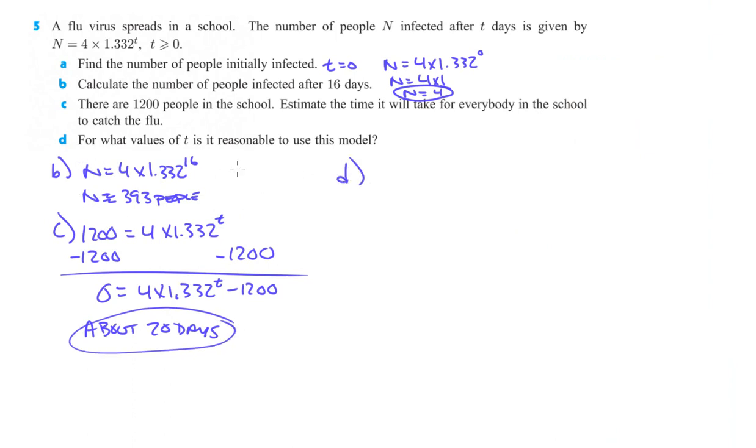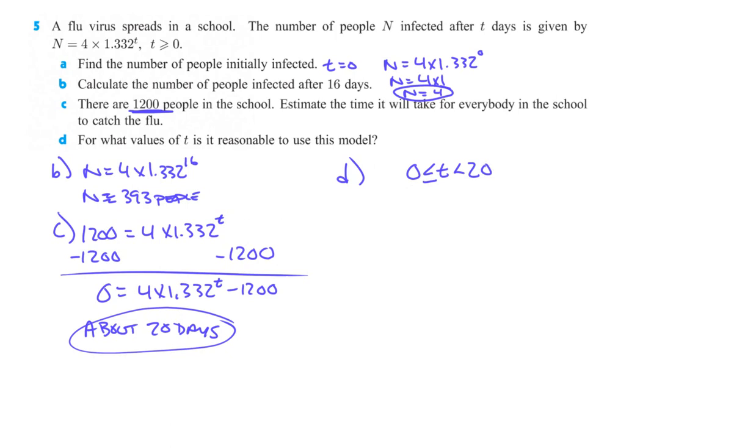And then for part D, for what values of T is it reasonable to use this model? Well, since there's 1,200 people in the school, it's not going to make any sense for it to go past 20 days because you can't have 1,200 people in a school and then have, like if we went to 21 days, it might be up to, like 1,500 people, but that obviously doesn't make sense. So T would have to be greater than or equal to 0 because you can't have negative time. And then probably you can put less than 20 or you could put less than or equal to 20. Either one of those would be just fine.